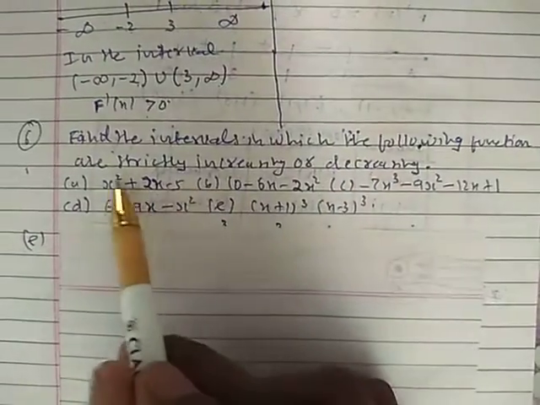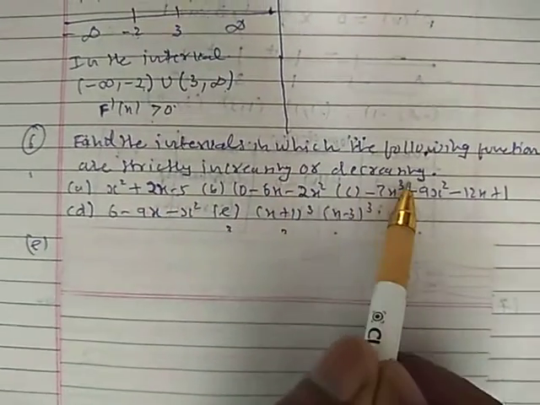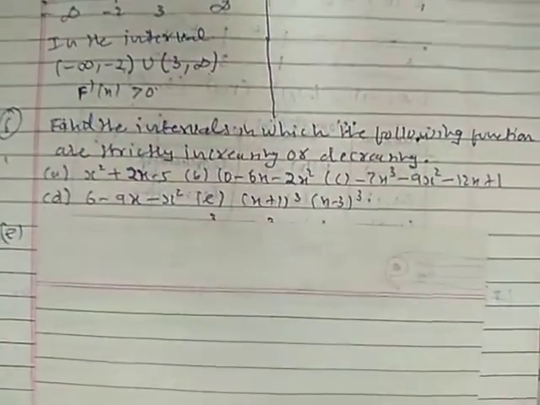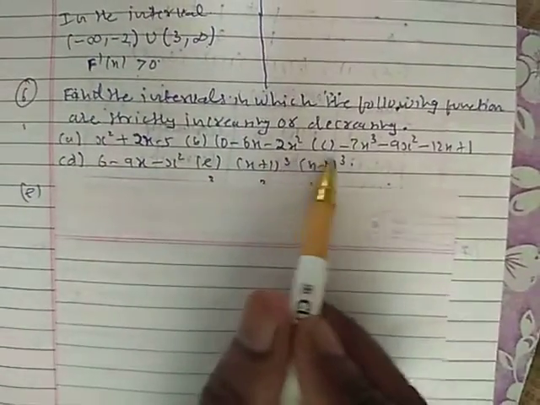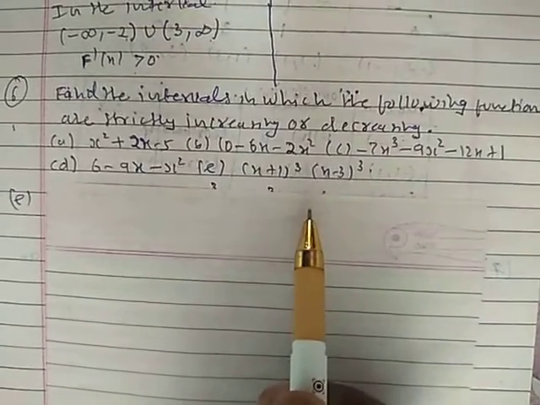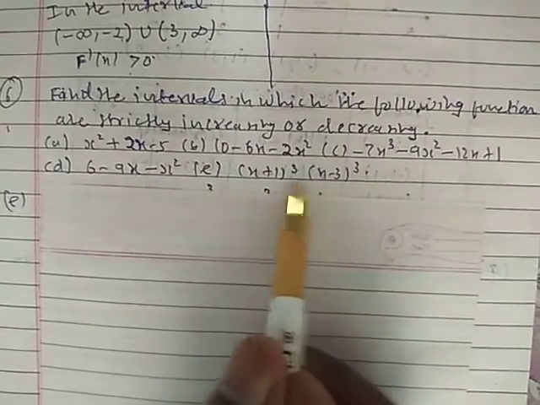In which of the following functions are strictly increasing and decreasing? Is it E? You're not done. A, B, C, D, we are not done. So you factorize it and do it in the same way as we did. Let's take, for example, this one, E.